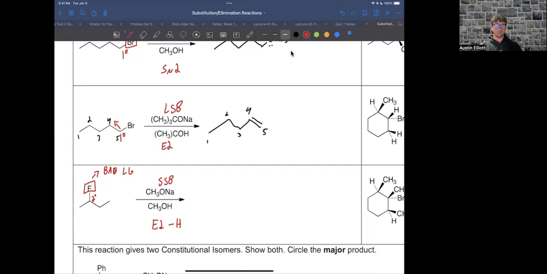So looking at E2 Hofmann, we know that that's going to eliminate to the less substituted position. So we draw out our carbon chain again, making sure to retain the same number of carbons. And then the less substituted direction would be right there with that double bond.